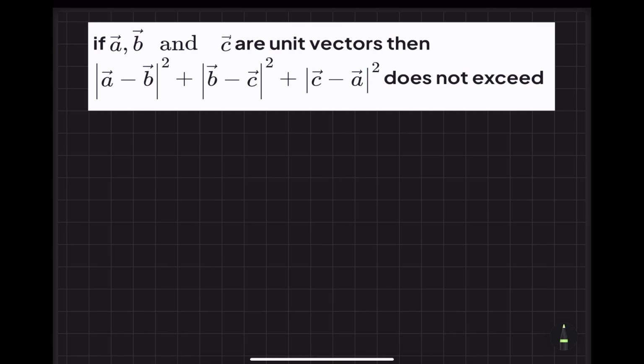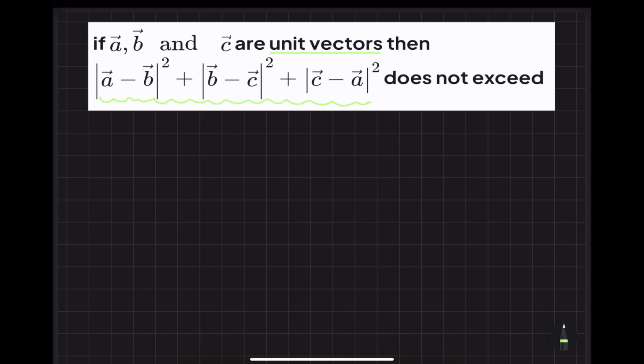So, we got a wholesome new problem which says: if vector A, vector B, vector C are unit vectors, so this is important, they are unit vectors, then this does not exceed. So, we need to find out the maximum value of this component. Okay, let's solve this.